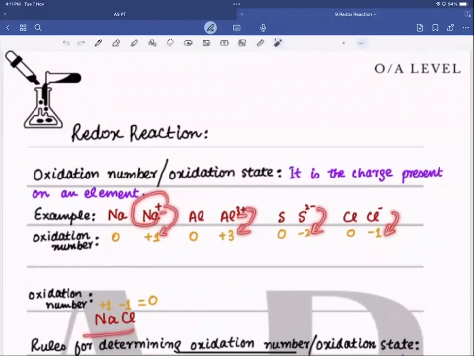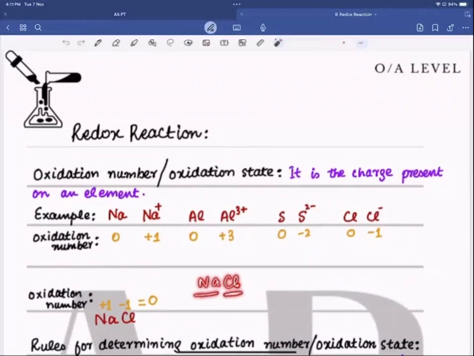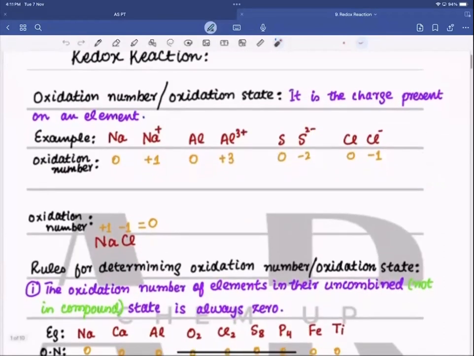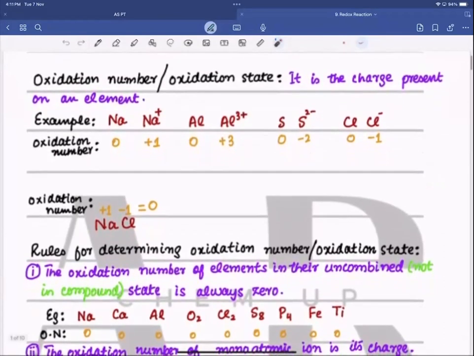Now in a compound, the net charge is usually zero. For example, if I write sodium chloride, I always write it as NaCl with no charge, right? It is because the sum of the oxidation numbers of these two becomes equal to zero. That's why it doesn't carry any charge, but the elements in it do have oxidation numbers. Is this clear? Okay. Now we are going to discuss the rules for how to determine the oxidation number.